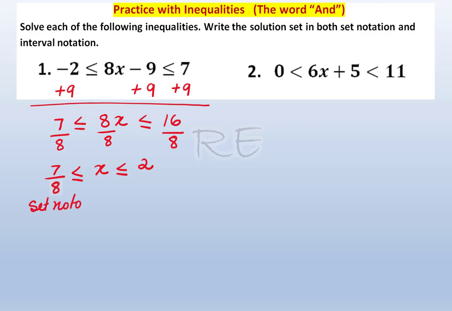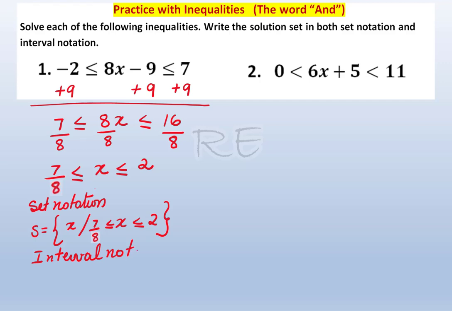Now for the set notation. The solution is equal to the set of all x such that x is between 7/8 and 2. For the interval notation, we're going to have an open bracket at 7/8, comma, and at 2, we're going to have a closed bracket.